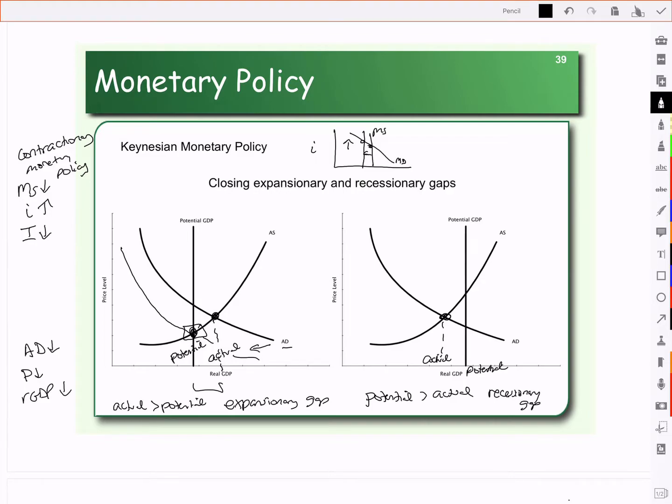So we need to figure out how to close that recessionary gap. Well, changing money supply and interest rates changes aggregate demand. So to close this gap, we need aggregate demand to increase. So how do we get aggregate demand to increase? Well, if we increase the money supply, that's an expansionary monetary policy.